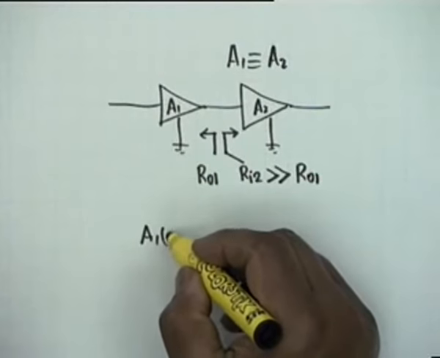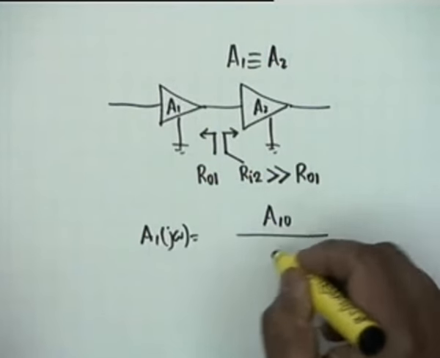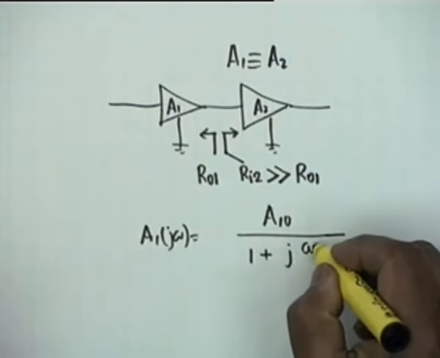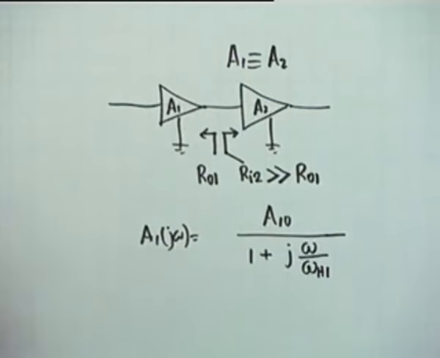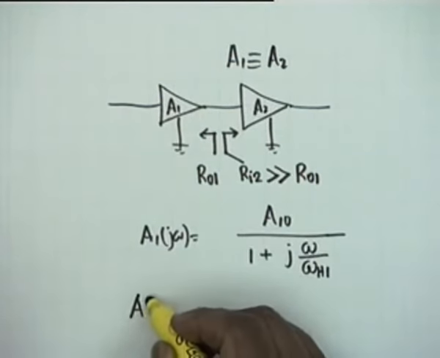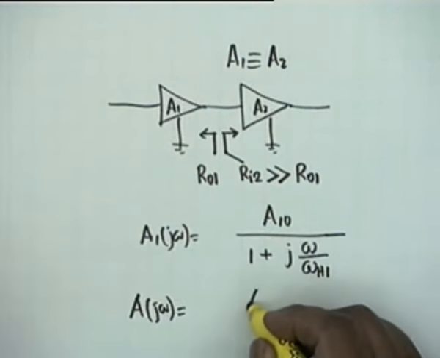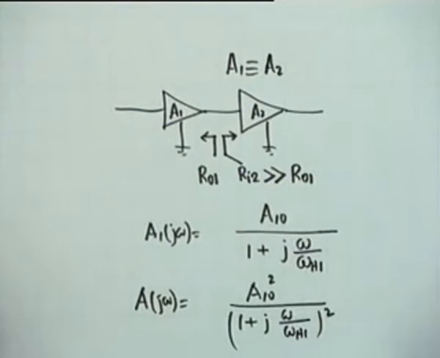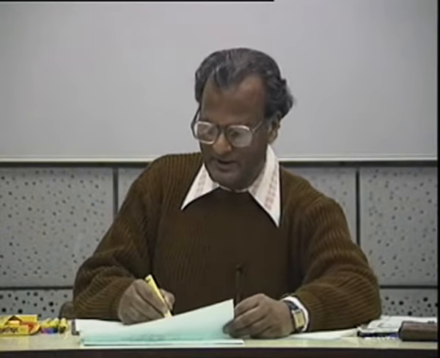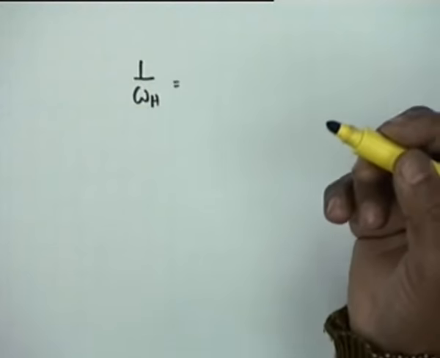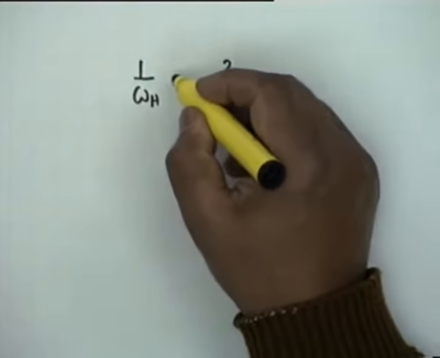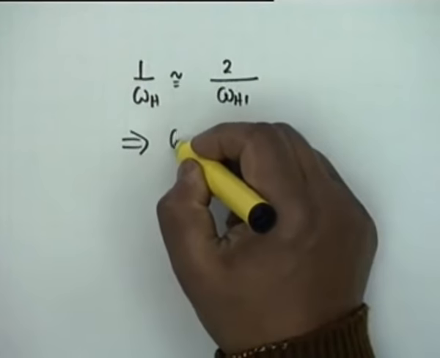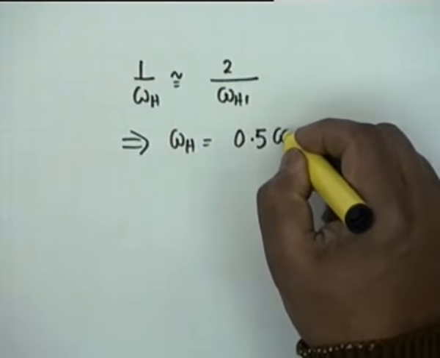If that is so, and A1 of j omega is of the form A1O divided by, let's say, 1 plus j omega by omega H1, if each amplifier at high frequencies can be described by such a relationship, then obviously the overall gain will be the square of this, A10 squared divided by 1 plus j omega by omega H1 squared, and by our approximate calculation 1 by omega H should be equal to 1 by omega H1 plus 1 by omega H1, which is 2 by omega H1, that is omega H should be equal to 0.5 of omega H1.